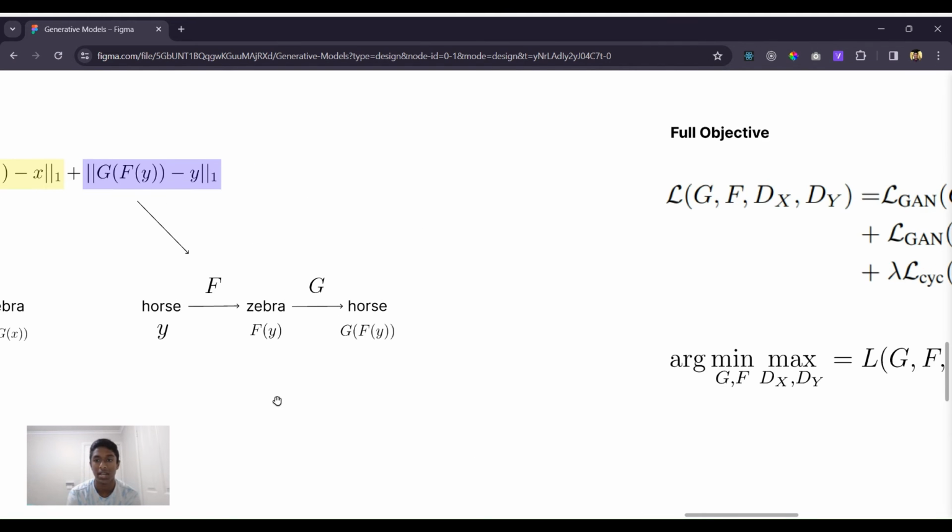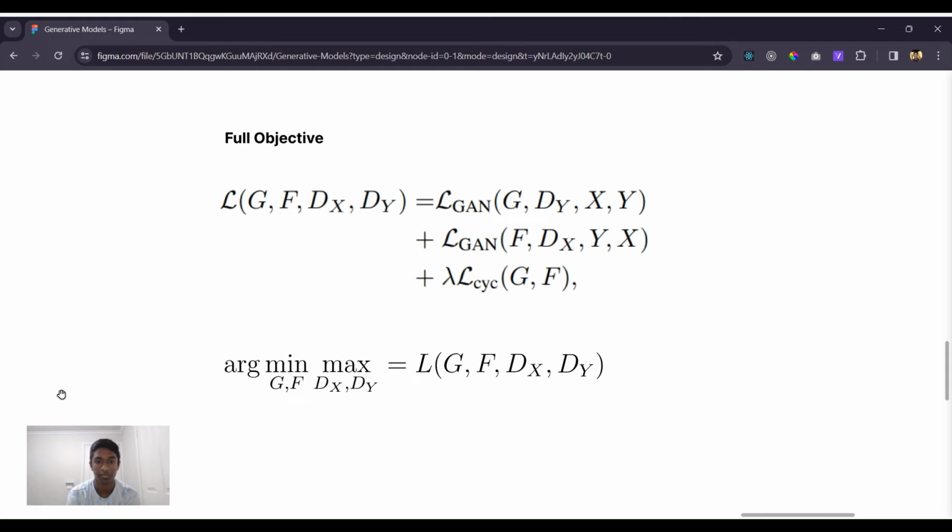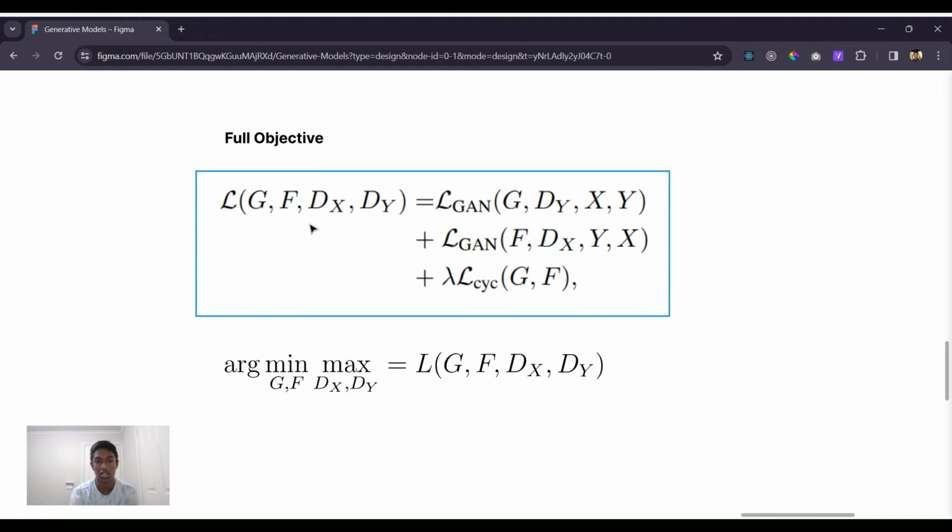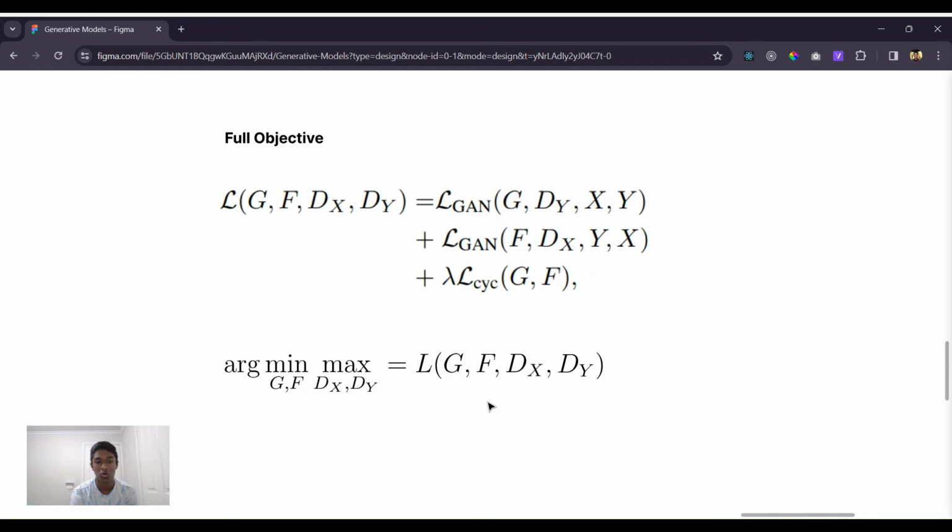Okay, so we have the adversarial loss and the cycle consistency loss. Now we can formulate our full objective. The full objective is going to be our adversarial loss for the zebra to horse, the adversarial loss for the horse to zebra, and our cycle consistency loss, which is weighted by this term lambda. For this loss function, our generators are going to minimize this, and our discriminators are going to maximize this.